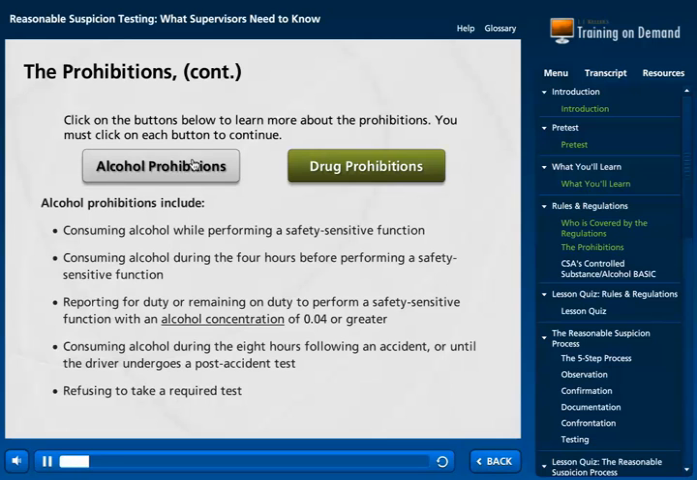The alcohol prohibitions are designed to prevent drivers from using alcohol while on duty, within 4 hours of reporting for duty, and within 8 hours after an accident if a post-accident test has not been administered. Drivers are also not allowed to refuse a required alcohol test under these regulations.